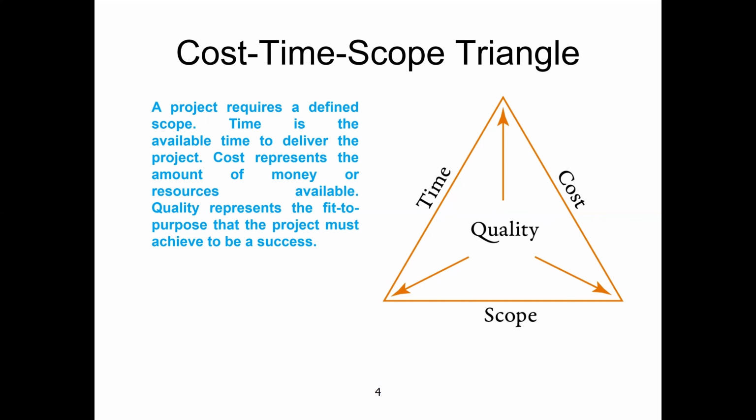A project requires a defined scope. Okay, time is the available time to deliver the project. Cost represents the amount of money or the resources available. Okay. Quality represents the fit to the purpose that the project must achieve to be a success. Okay, so whatever we have to do, we have to maintain good quality.